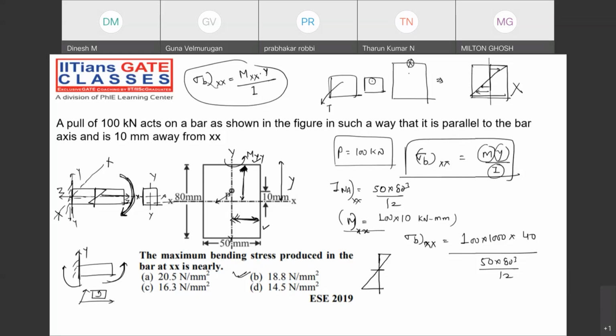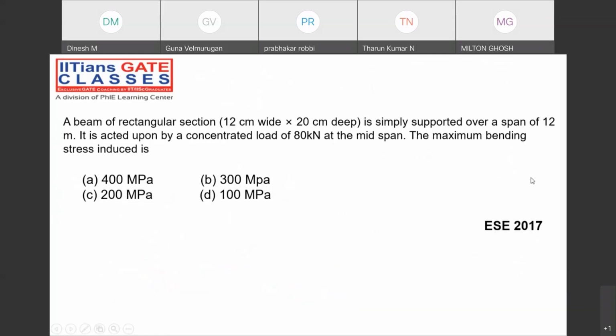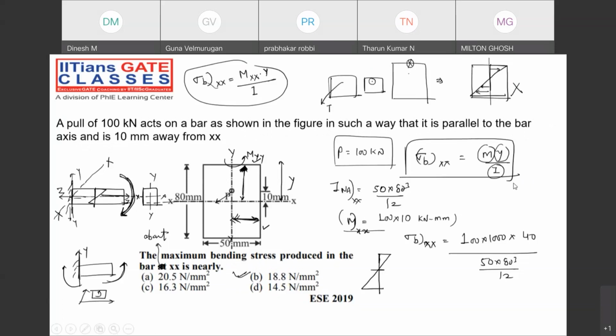So the question must be the maximum bending stress produced in the bar about the XX axis, right? The perfect name should be about XX axis. Understanding or not? Because exactly at XX, definitely whatever you are saying is correct, it is 0. But 0 is not an answer. So about XX will be the correct framing of the question. Done, all of you?